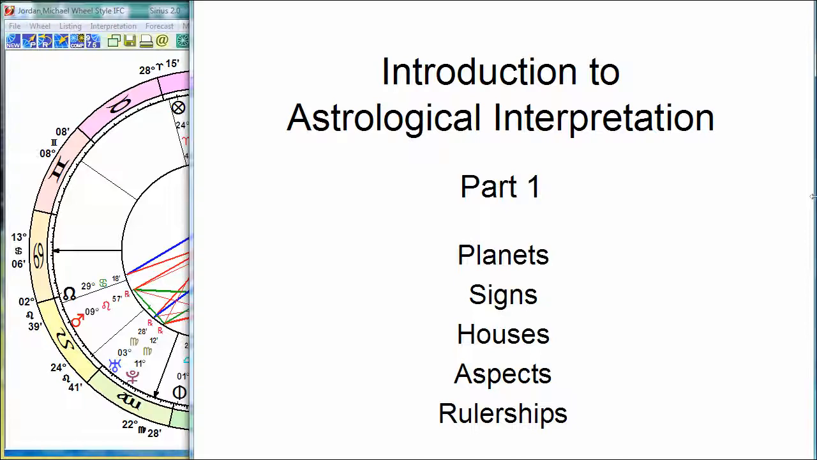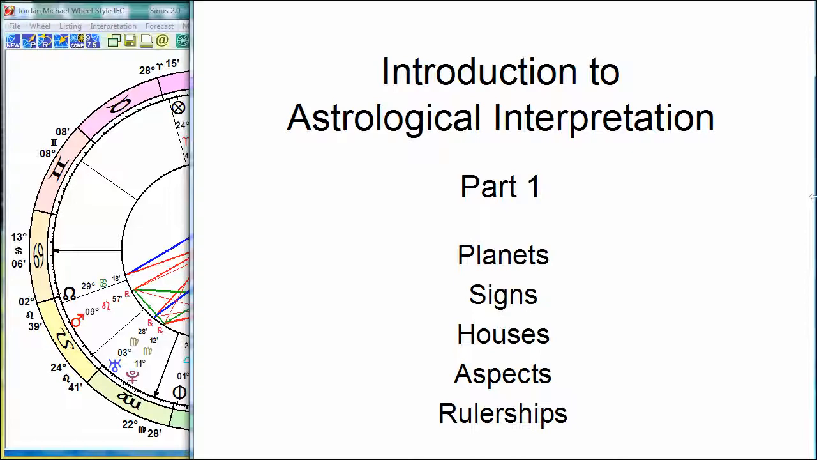When we use the word planets, we also include the sun and moon. Of course, the sun and moon are not planets, but it's just a generic term for those things out there that are moving around that we interpret. We call them planets. We don't include the Earth because in astrology we're generally looking at what's in the sky from our point of view. And we're always standing on the Earth, so we don't include the Earth.